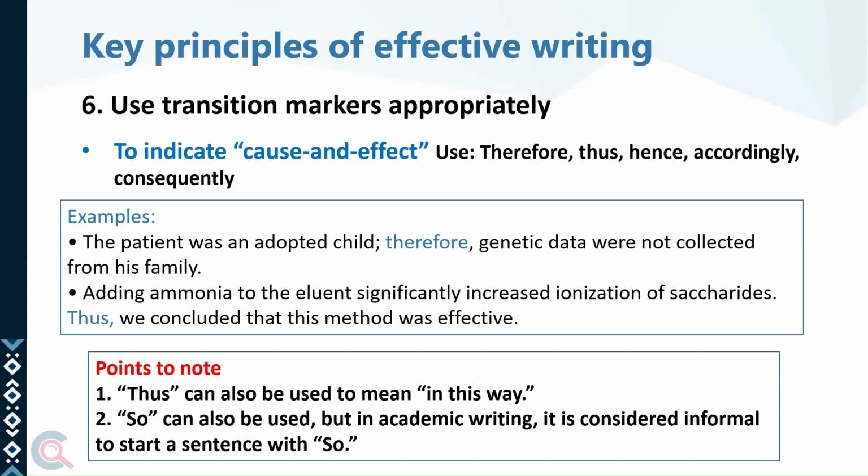The second example: adding ammonia to eluene significantly increased ionization of saccharides. Thus, we concluded that this method was effective. So these are examples where you use these transition markers to indicate cause and effect.